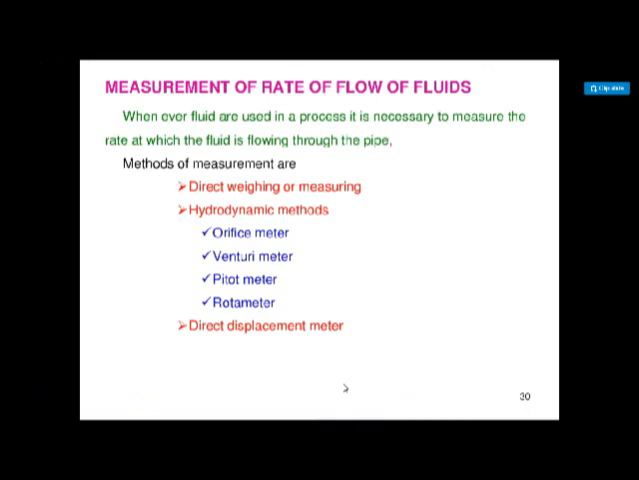Today in this video we'll discuss the measurement of the rate of flow of fluids. Whenever fluids are used in a process, it is necessary to measure the rate at which the fluid is flowing through a pipe. There are various methods to measure the rate of flow: the direct weighing and measuring method, and hydrodynamic methods, that is, the use of flow meters. The orifice meter, venturi meter, pitot tube and rotameters are flow meters which can be used to measure the rate of flow of fluid. A direct displacement meter is also there.